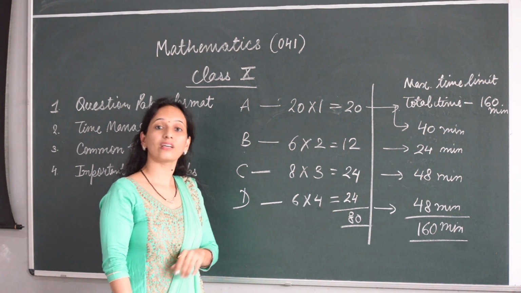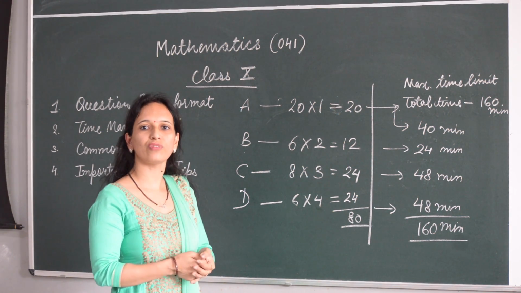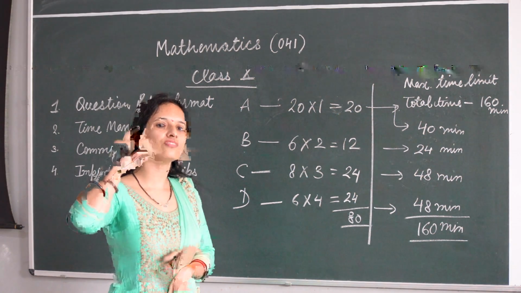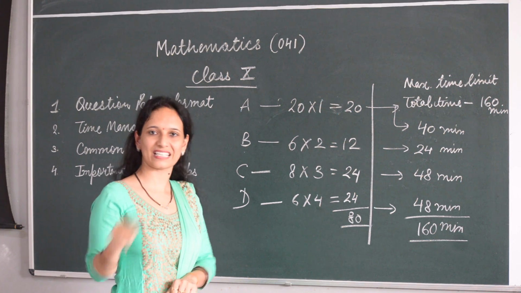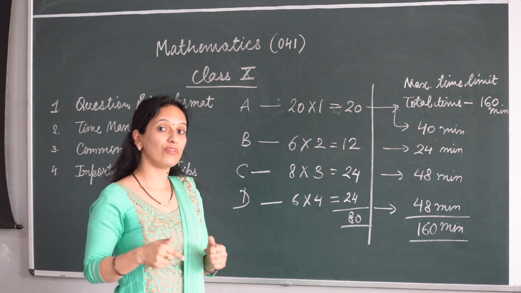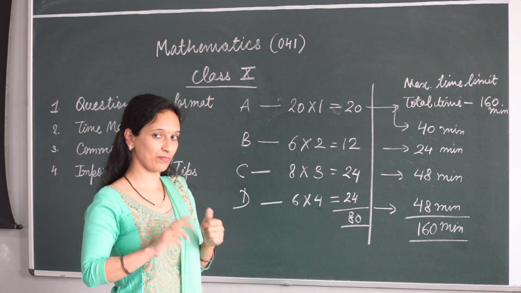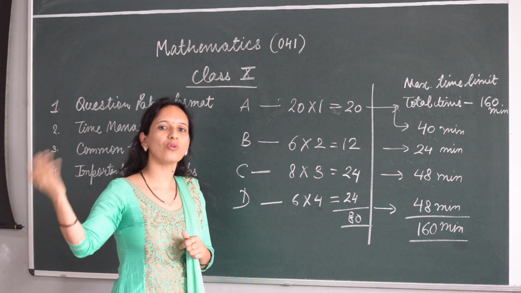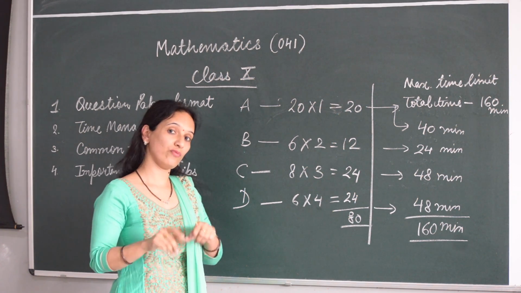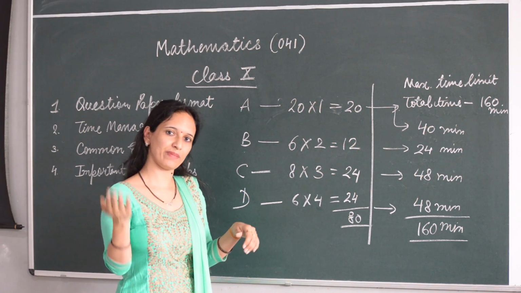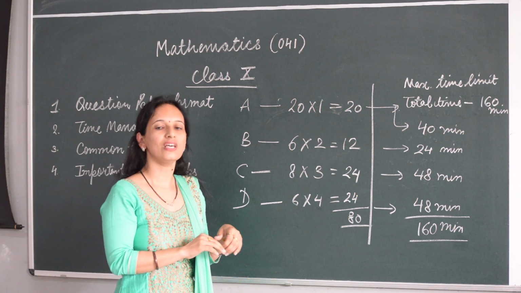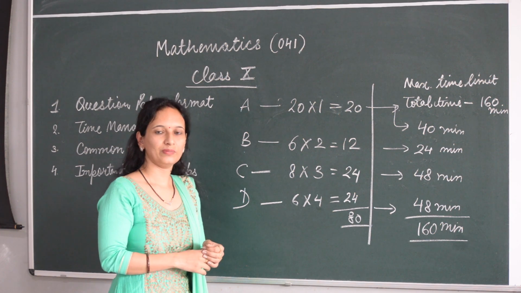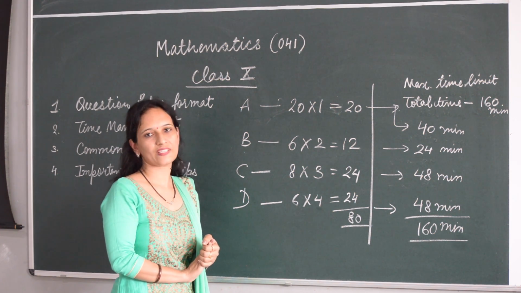Then construction. In the construction chapter, when you are asked to construct a similar triangle, you must focus on the ratio, whether it is less than 1 or more than 1. When it is more than 1, that means the would-be similar triangle will be on the outer side, outside the given main triangle. And when the ratio is less than 1, it will be made inside the triangle. So this way you can do this question. This is construction.